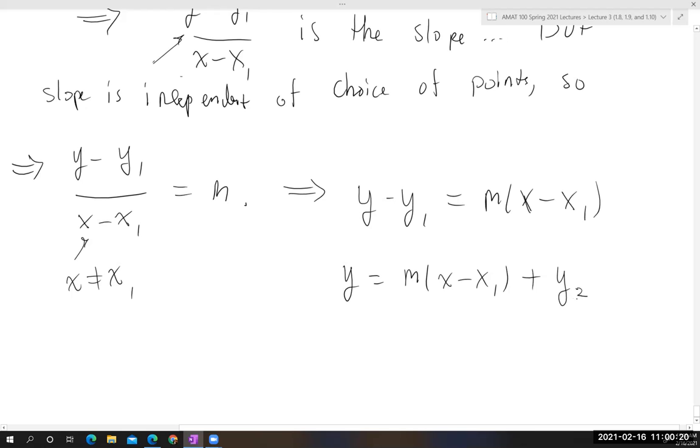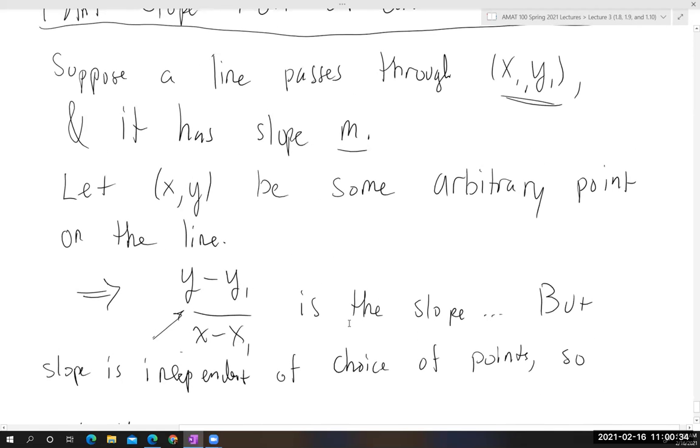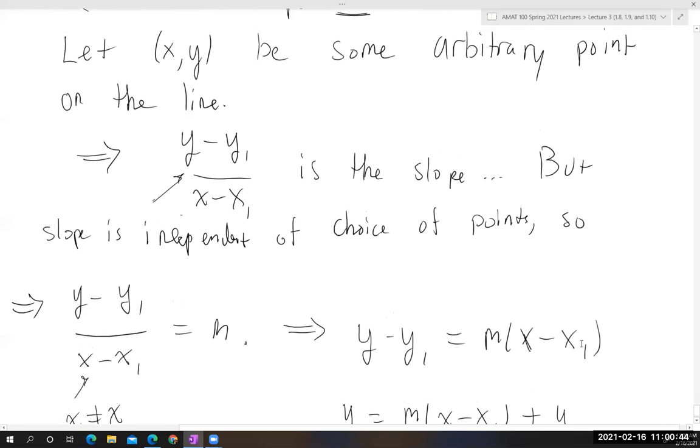So this will give us this y1. This will now completely determine the line. So now just remember the setup. The setup is that you're given a point that it passes through, and you're given the slope. As soon as you're given these two pieces of data, you can completely determine the line.